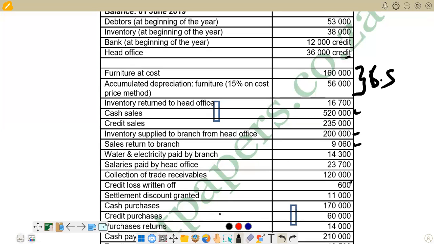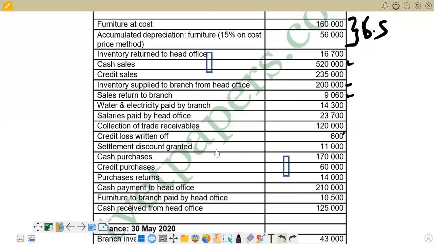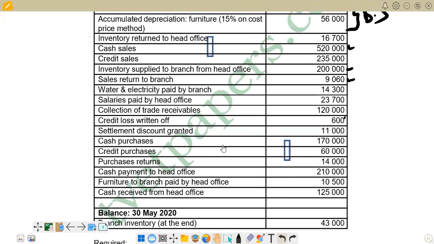Cash purchases 170,000. And then we also have credit purchases. So these ones are going to be adjusted in the trading account. Remember, we are going to put them on the debit side of the trading account. So to get the figure for total purchases, we add cash purchases plus credit purchases. So in this case, we are saying 170,000, we add 60,000 to get the total purchases.